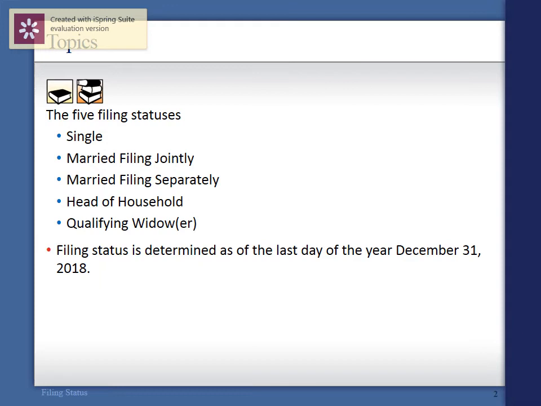This slide shows us once again the 5 different types of statuses which are available to individual taxpayers. Now, what's important to note on this particular slide is that the date that is relevant for determining what filing status can be used for a taxpayer is December 31st. So it doesn't matter what their status was at any other point in the year. It is what is their status as of the date of December 31st.